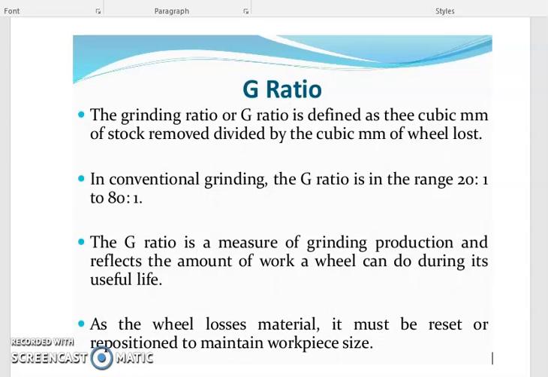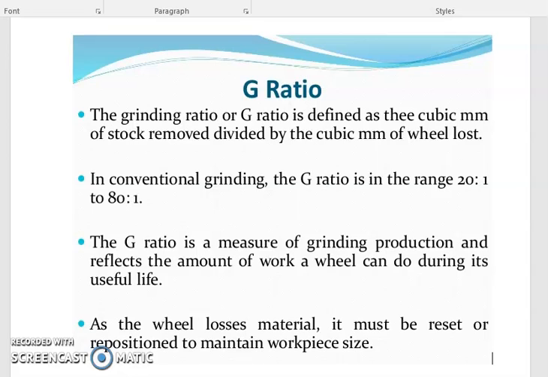So this grinding ratio has a particular value. It can reach up to 200 also. But in normal cases of conventional grinding, this ratio is in the range of 20:1 to 80:1. Basically, this ratio is a measure of grinding production, and it reflects the amount of work a grinding wheel can do during its useful life.